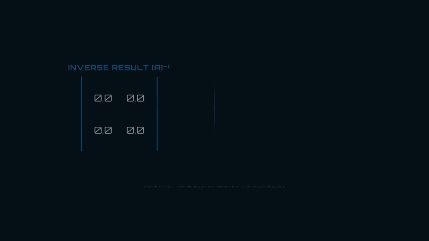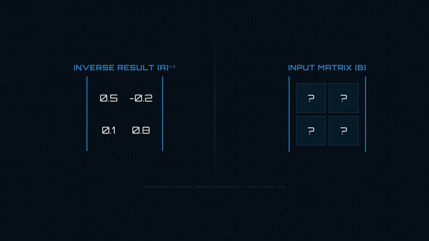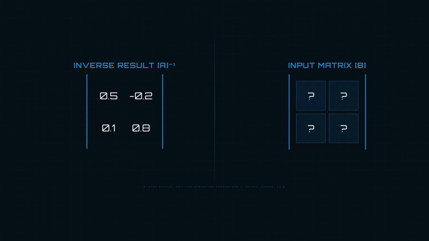If you had selected inverse, you'd see a new matrix with 4 elements. For addition or multiplication operations, you'd need to input a second matrix B and would receive the resulting matrix elements.